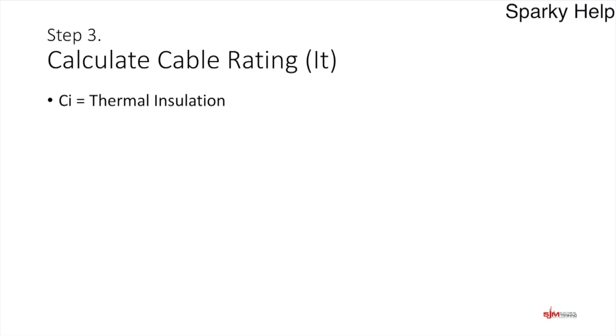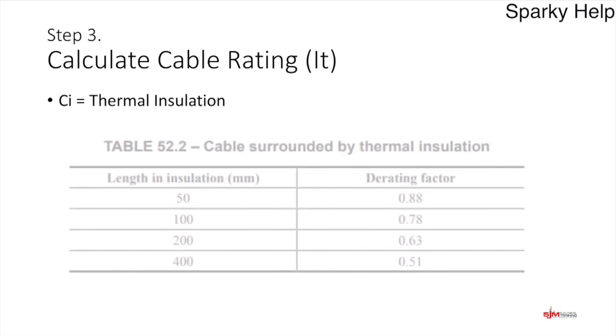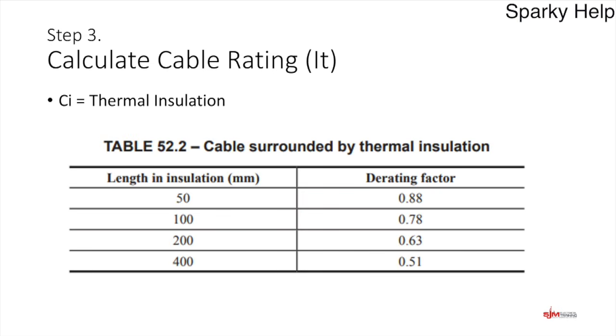Thermal insulation. This is not in Appendix 4, this is in Part 5 of BS 7671, and it comes from Table 52.2, which says cable surrounded by thermal insulation. This is the length of cable that passes through insulation. As you can see, it doesn't take much: 50mm, 100mm, 200mm, 400mm. Bizarrely it stops there, I don't know why, but if it goes through half a metre or more, then the derating factor is 0.5.